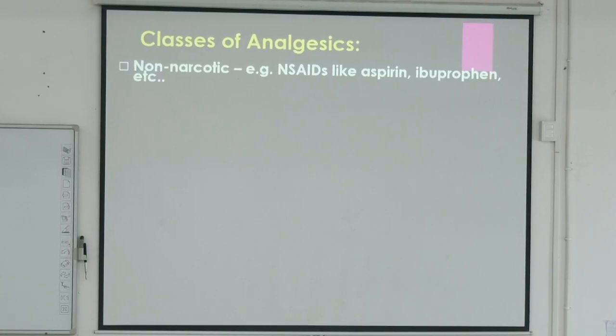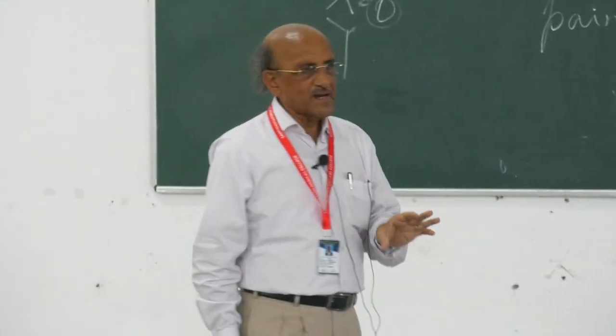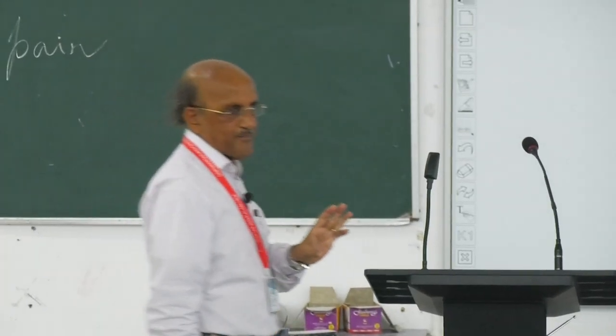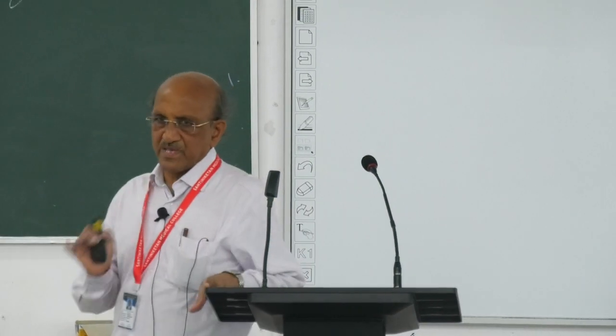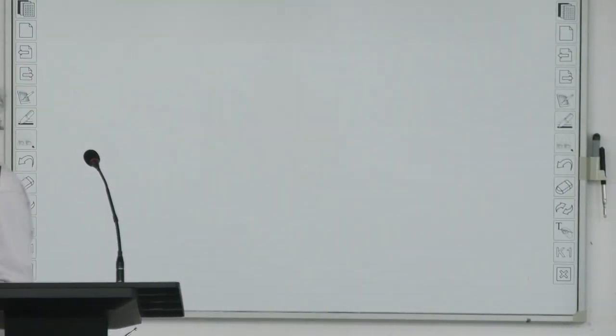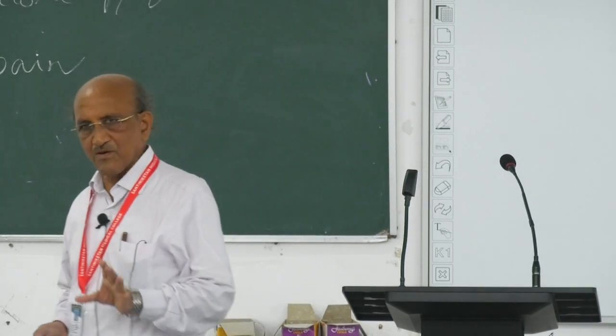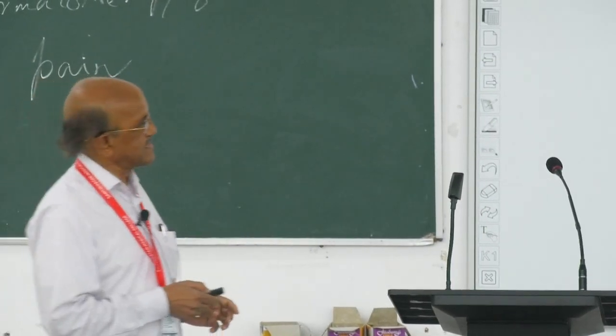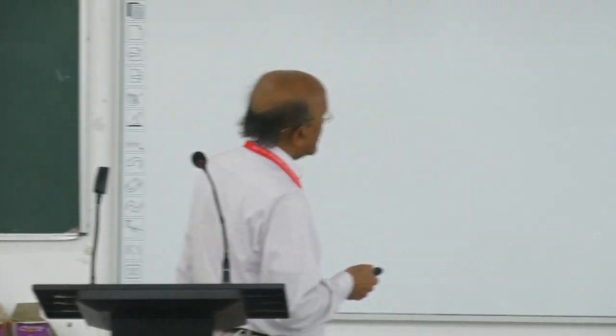Now classes of analgesics. There are two types of analgesics mainly. Number one, non-narcotic analgesics. These cause relief of pain without alteration of mood and behavior, and no development of tolerance or dependence. These are the NSAIDs. What is the full form of NSAID? Non-steroidal anti-inflammatory drugs. Examples are aspirin, ibuprofen, diclofenac sodium. So many drugs are there.